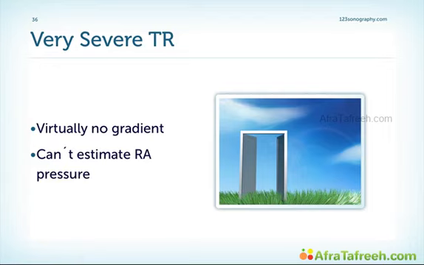The door between the right atrium and the right ventricle is virtually open, and we can't estimate the right atrial pressure. So, if you have a situation where you have a severe form of TR and you have the typical triangular shape, you cannot measure pulmonary artery pressure reliably.